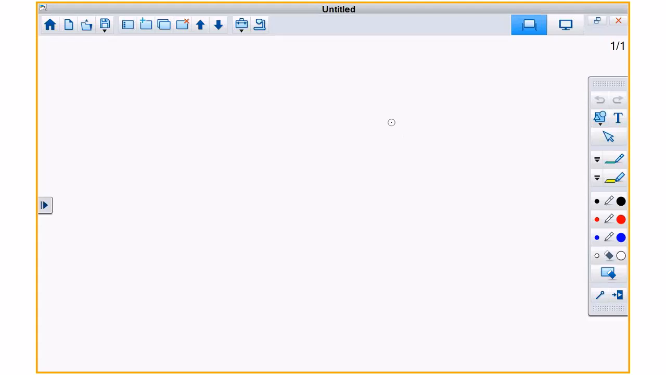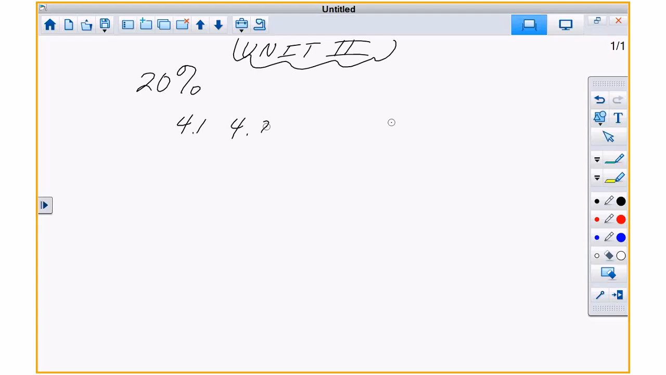Okay. I'm going to write this down just so everybody will know. 20% of the next test, unit what? 2. Let me just write that up here. Unit 2 test, 20% will come from 4.1 and 4.2. And 80% will come from 5.1, 5.2, 5.3, and 5.5. Now, just so I know this is correct, look on your outlines.